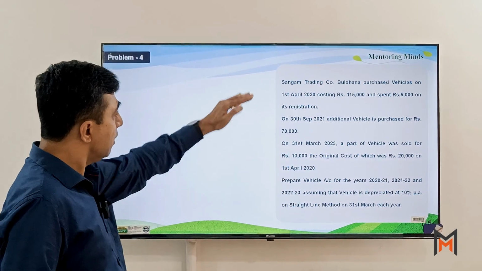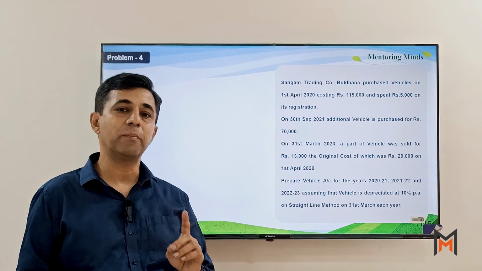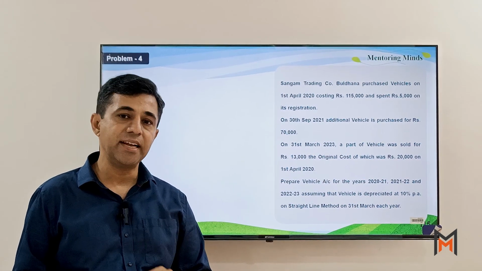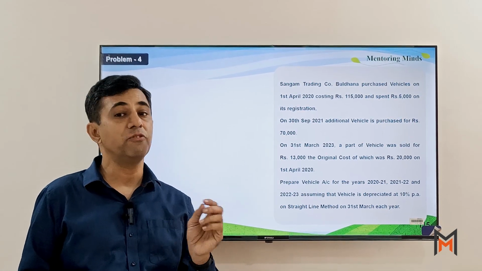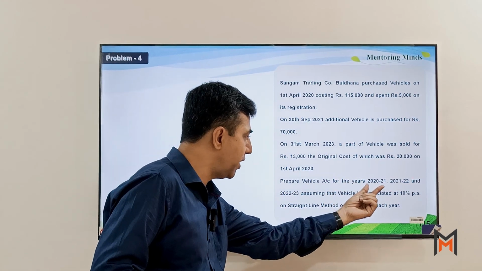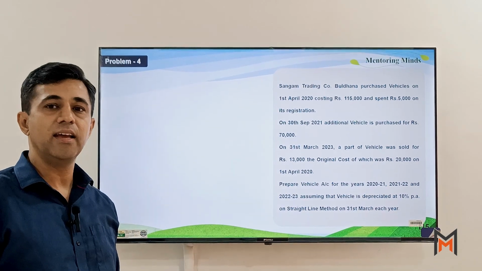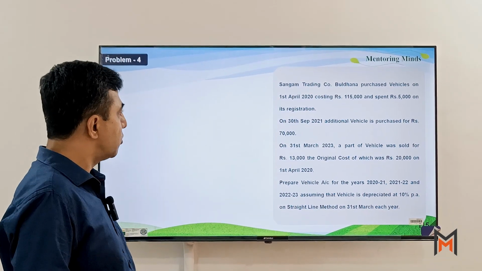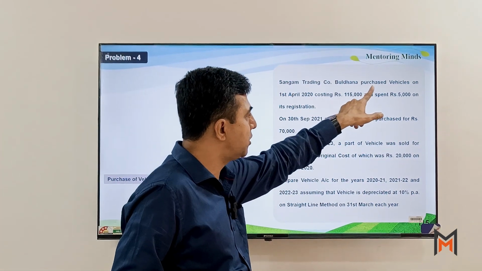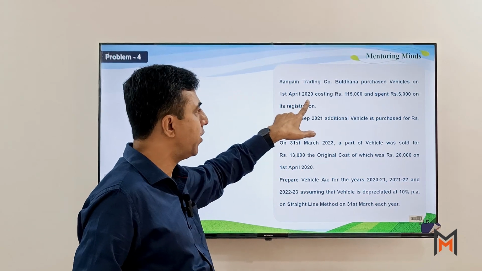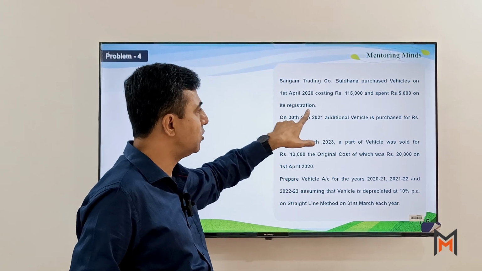So now the question is there in front of us. The very first basic step that we should do is to prepare a timeline. Timeline हमें ये identify करने में मदद करता है कि whether we are purchasing asset, selling the asset in which particular year. यहां पर इन्होंने हमें 2020-21, 21-22 और 22-23, 3 साल के लिए व्हीकल अकाउंट बनाने के लिए कहा है। So let's see how are we going to prepare it out. Now here Sangam Trading Company Buldhana purchased vehicles on 1st April 2020 costing rupees 1,15,000 and spent rupees 5,000 on its registration.